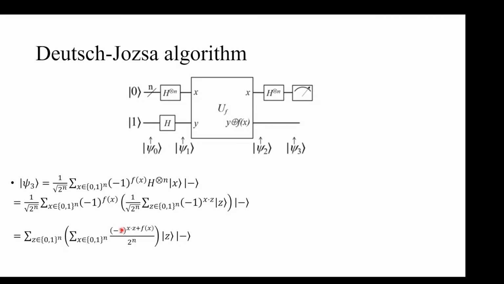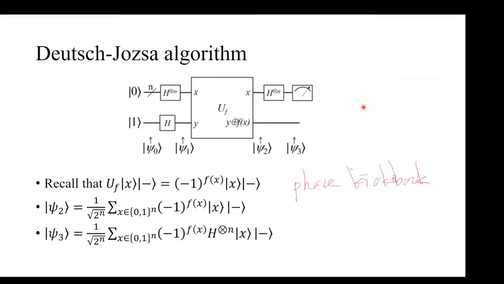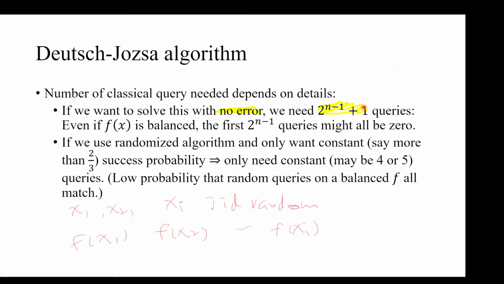That's in contrast to the classical situation where you want to make no error. You need at least 2 to the n minus 1 plus 1 queries. Okay, any question?